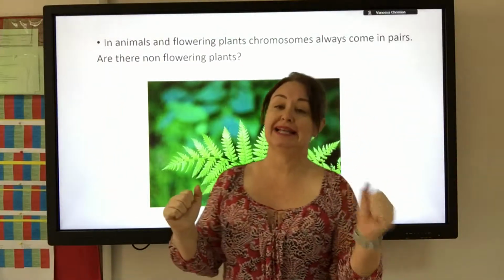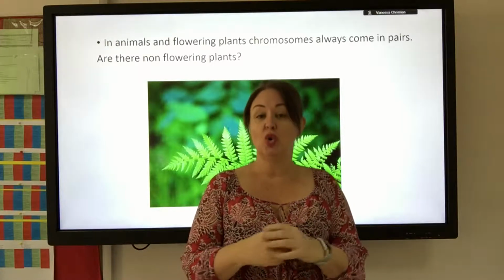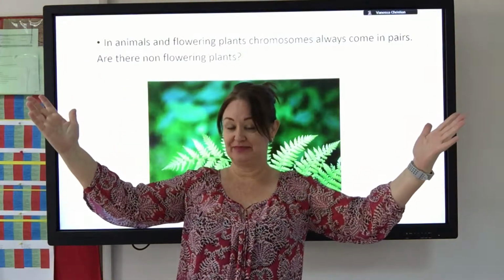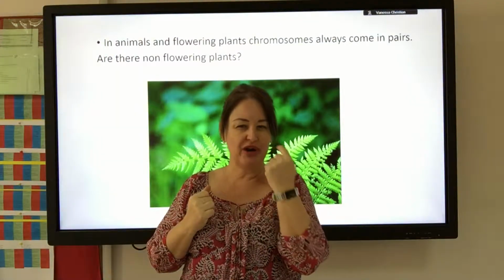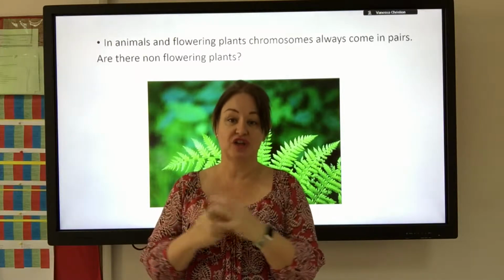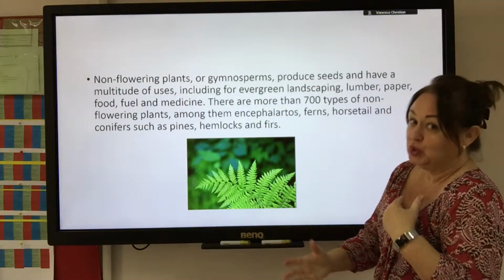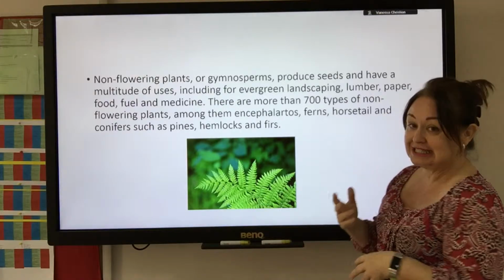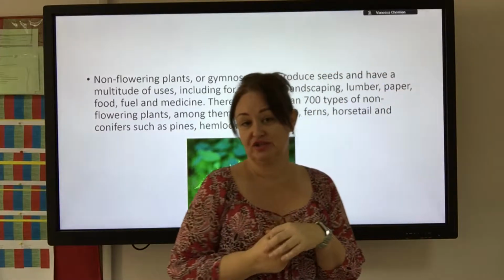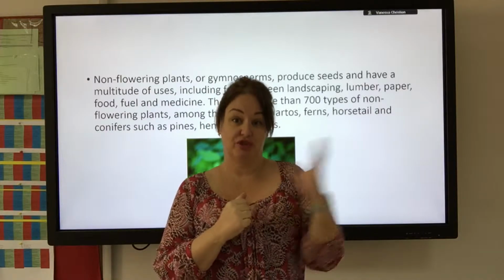So the thing to remember is that in flowering plants and in animals, you always have chromosomes that come in pairs because they've received one from mum and one from dad. But I can hear you think, well, are there any plants that don't flower? Well, there are. Ferns and conifers are classic examples, and they're actually really important to us. The use of fuel, the use of medicine, landscaping, lumber, cutting down wood to build things. So they've got lots and lots of uses. So we certainly can't discount them. But they don't have chromosomes that come in pairs.